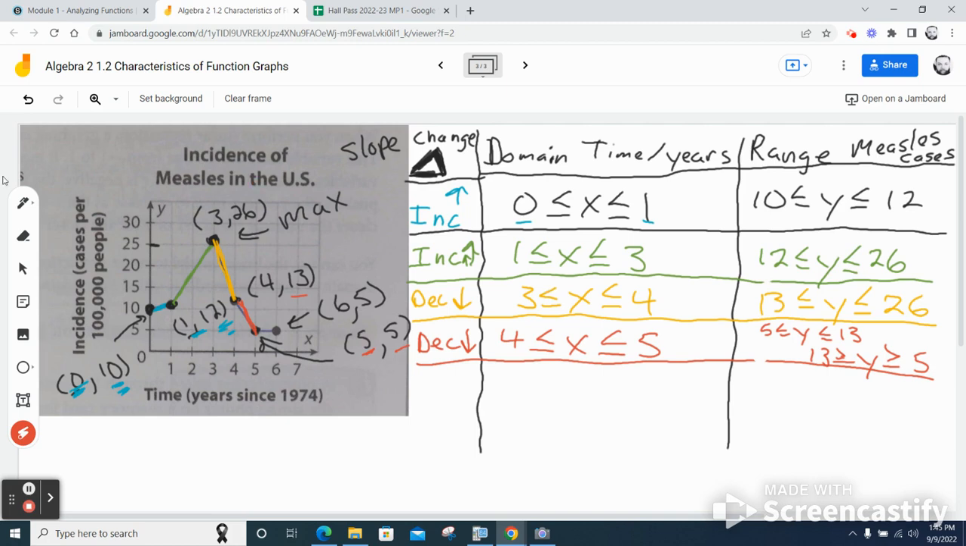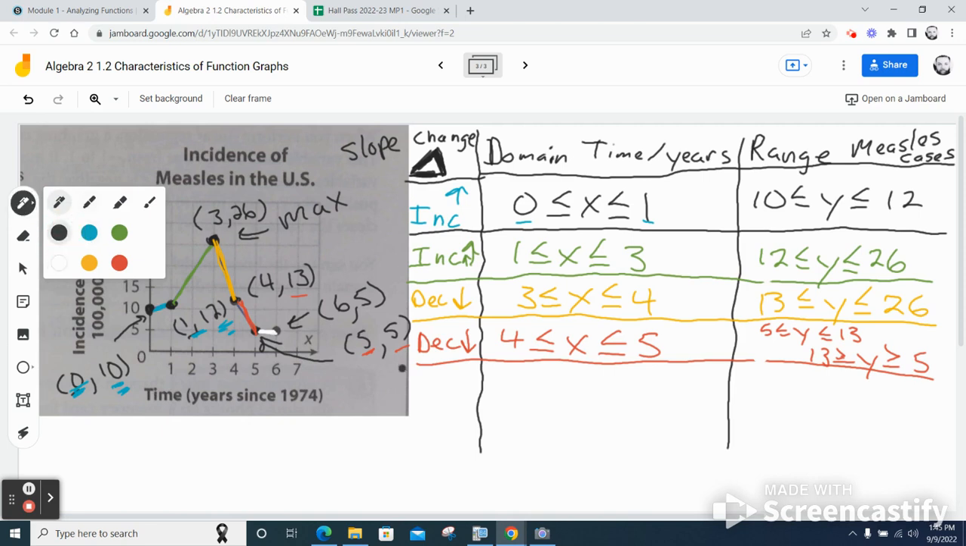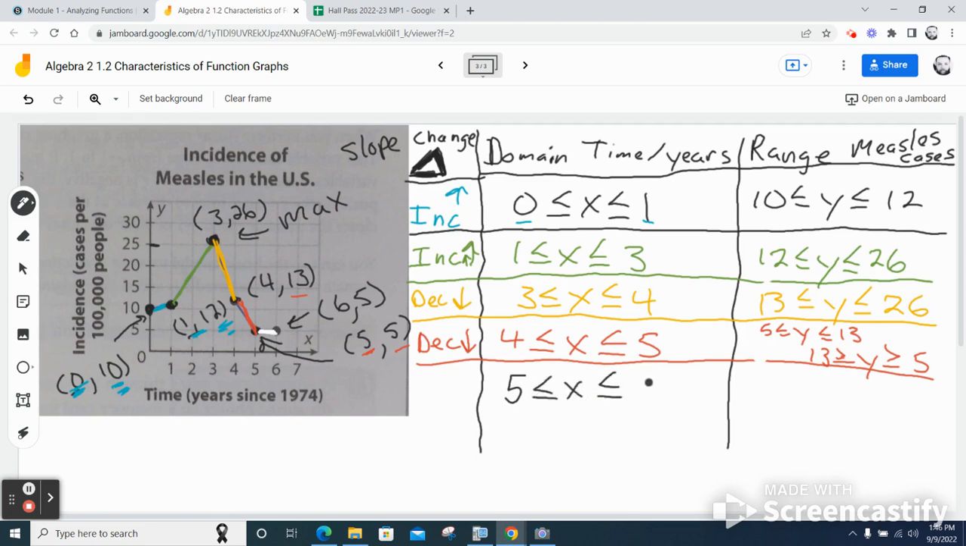Okay. Lastly, we're gonna deal with this little chunk right here. Right? We're gonna deal with that little chunk right there. What's the domain for that? 5 to 6. And what's the corresponding range? 5 to 5. So in that particular case, we just say y equals 5. Is that decreasing or increasing? It's doing neither, so we would say there's zero change. Zero change. It's neither increasing nor decreasing, so there's zero change. Okay?